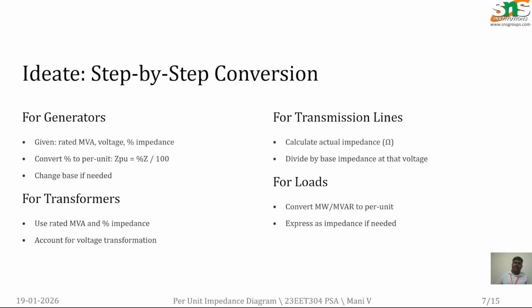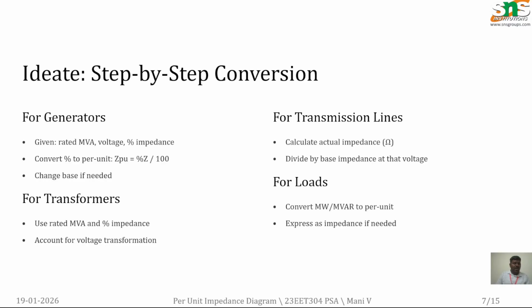So this is a step-by-step conversion process. For the generator, the rated MVA and the kV rating are given, and the percentage of reactance or impedance is given. Here the percentage of impedance is converted into per unit by dividing the number by 100. And if needed, you can change the base value also.